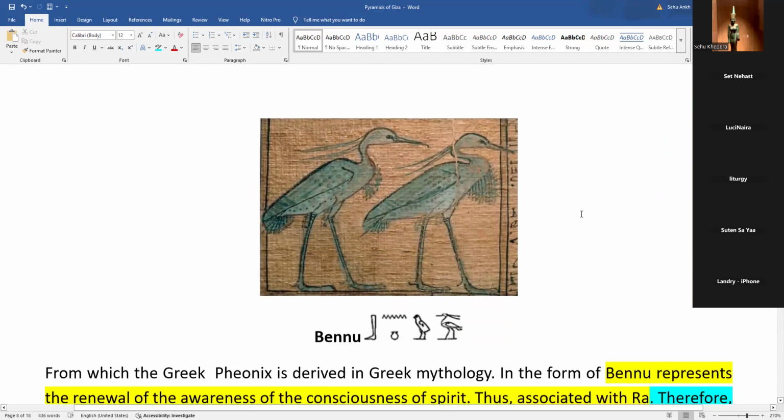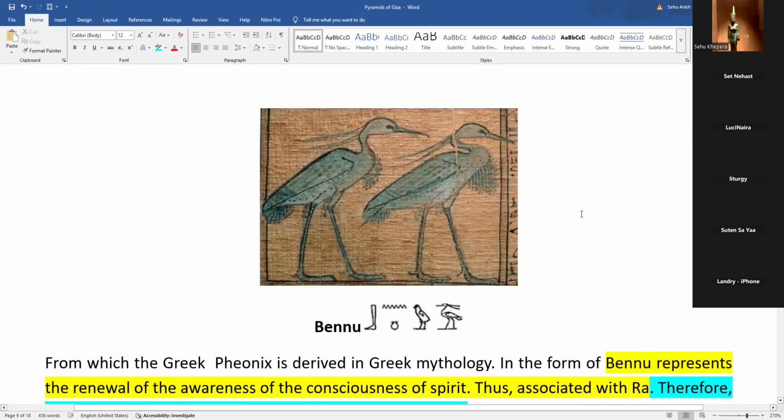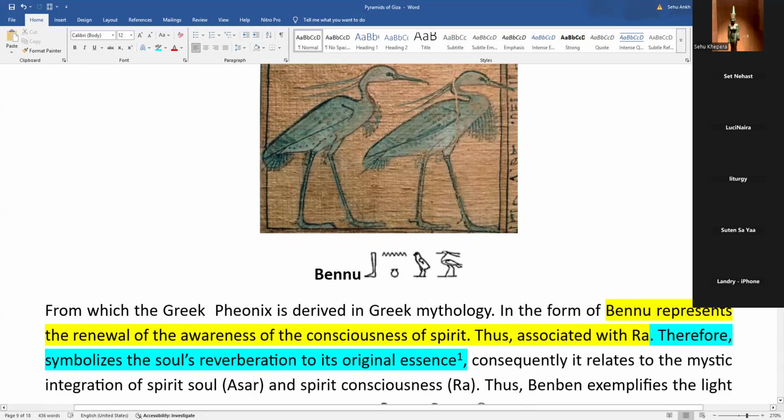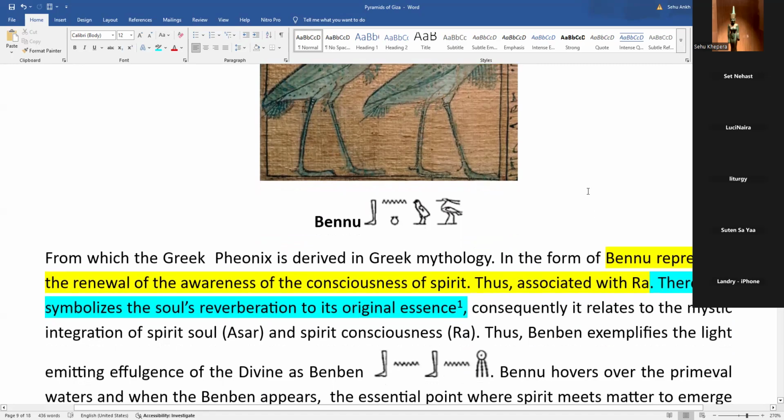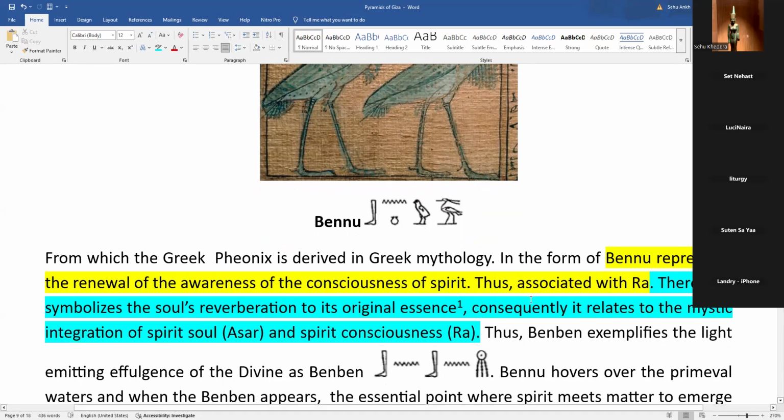If you want to know how the ancient Egyptians did what they did, it is because they discovered and lived through that great power and magnanimity of the soul. Consequently, it relates to the mystic integration of spirit soul, Asar, and spirit consciousness. And again, this is a great occurrence in the life of a spiritual practitioner.